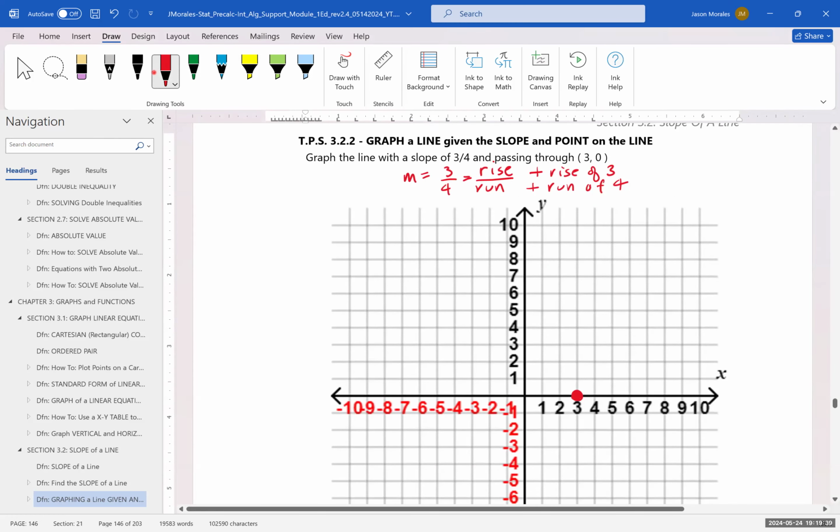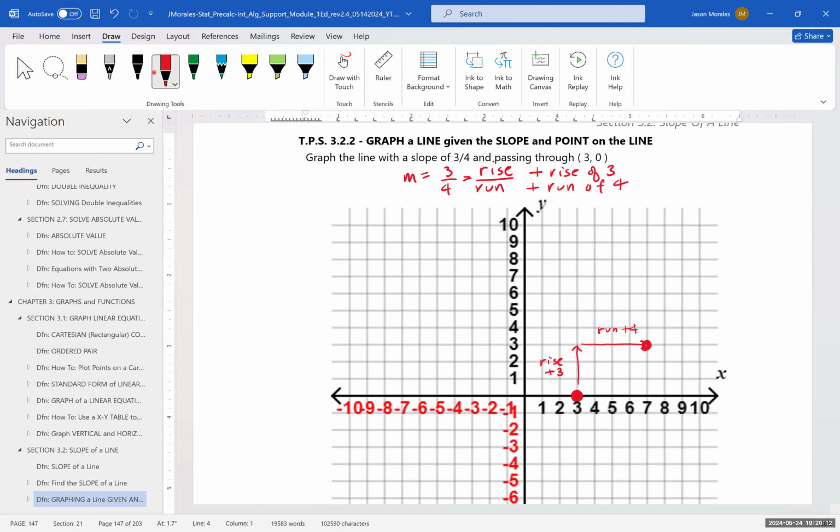Since we know that this has a positive rise of 3, in order to go from this point to the next one, we can go up 3. That's a rise of positive 3. And then we can do a run of positive 4. And that's where our next point is going to be. All right, pause the video here and see if you can find where the next point is going to be.